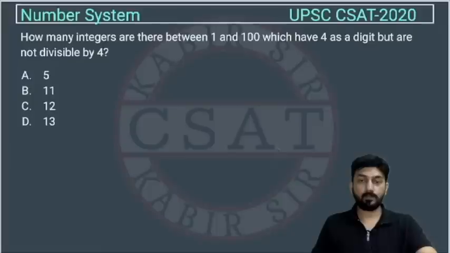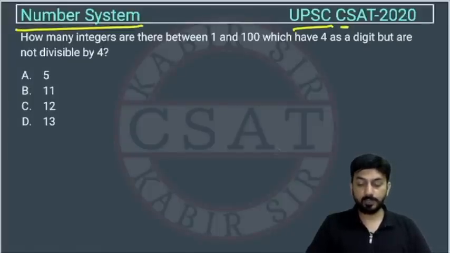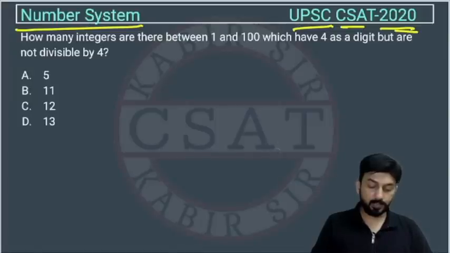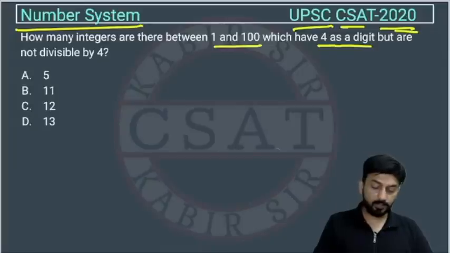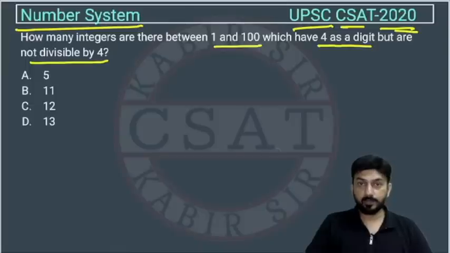So this is a question from number system chapter, right? Asked by UPSC in CSAT paper of 2020. How many integers are there between 1 and 100 which have 4 as a digit but are not divisible by 4? तो यहाँ पे हमको क्या करना है? We have to find digit which are having 4, right? तो उस नंबर पे 4 आना चाहिए but it should not be divisible by 4.